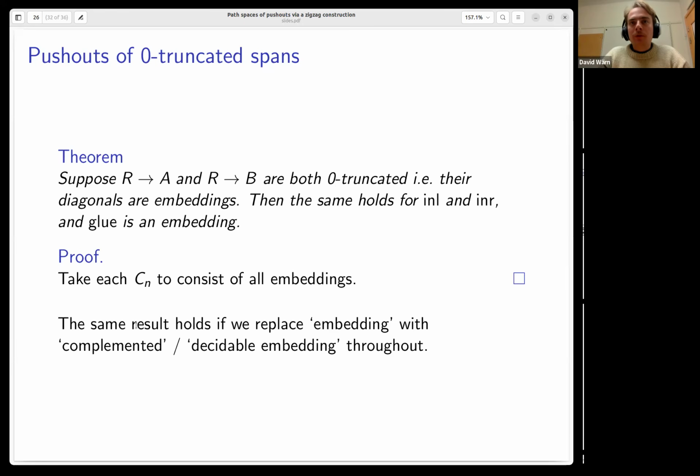And I just want to remark that the same result holds also if we replace embedding by complemented embedding, by which I mean a map whose fibers are decidable, so true or false. And basically because decidable propositions are also closed under joins, and complemented embeddings are closed under pushouts. That's kind of direct.